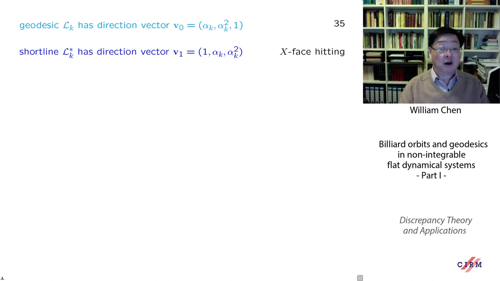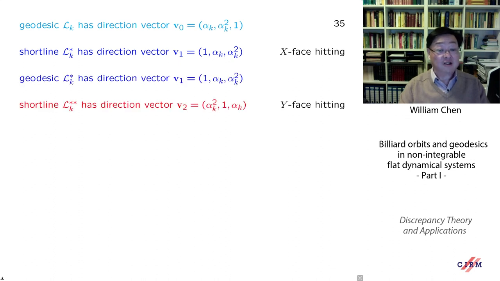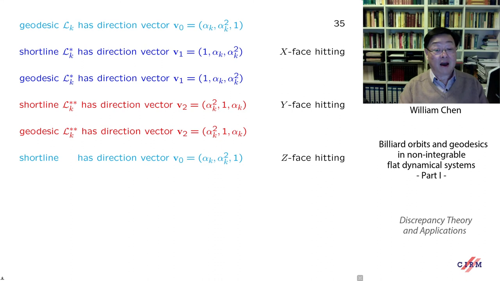Now, look at the short line Lk star. It is a geodesic in its own right. And so we can consider the short line, which we denote by Lk double star. And a similar argument would tell us that it has direction vector v2 given here, which is now just a shift of the entries from v1. And let us look at Lk double star. It has a short line, and its direction vector is v0 again. But then remember that Lk starts from the origin. Lk star starts from the origin. Lk double star starts from the origin. So this last short line is nothing other than Lk itself.